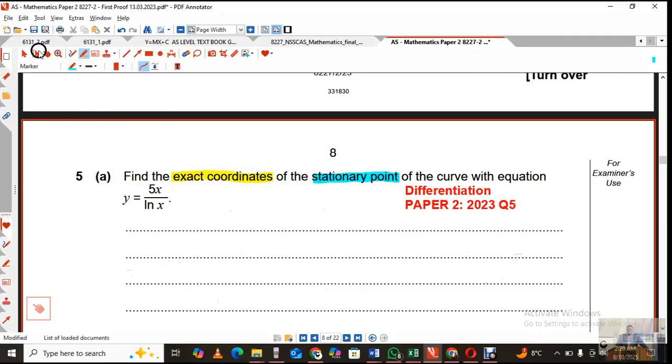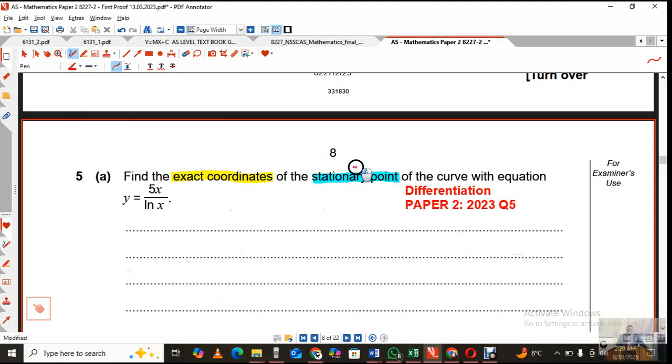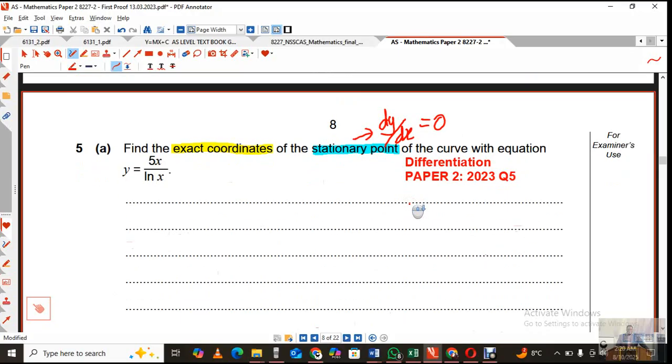And whenever you hear stationary point, I suggest that you should know that stationary point, this is dy/dx here is 0. The gradient will be 0. So we can actually calculate this. Now this is a function divided by another function, so we are going to use the quotient rule.